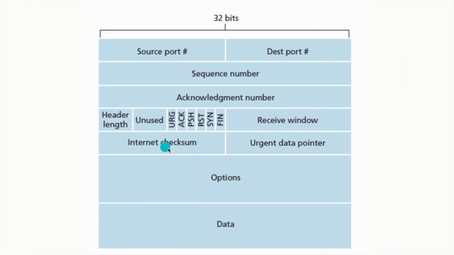So let's head over and talk about the internet checksum. It is a simple error detection mechanism used in the Internet Protocol to detect data corruption during transmission. When sending data over a network, the protocol calculates a checksum value for each packet that it sends. Next one is the urgent data pointer. It is a feature of TCP that allows a sender to indicate that certain data within a TCP segment should be treated as urgent.